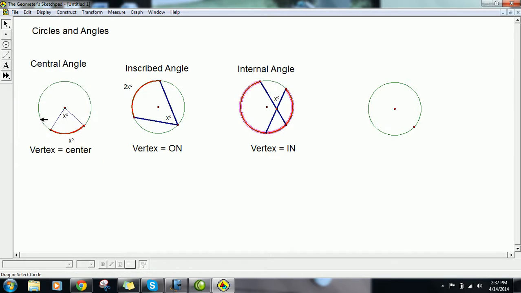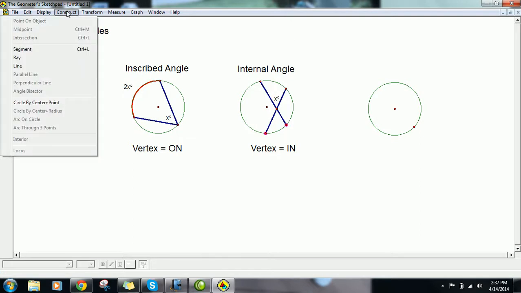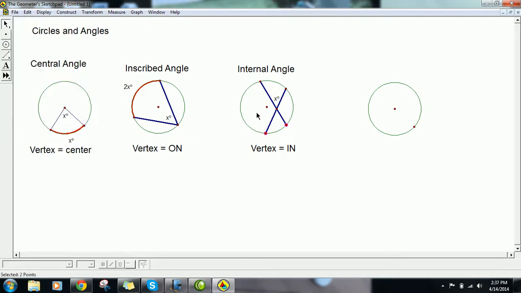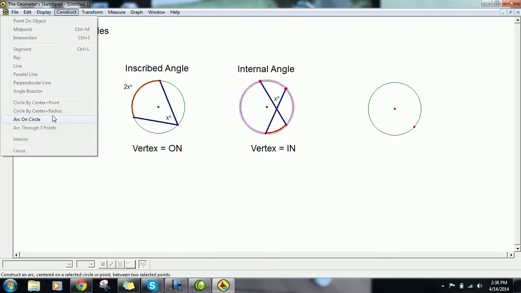And oops, it did the major arc. Actually, that's not what I want, so I'm going to undo that. I want the minor arc. So let me see if I can try this again. Construct. Oops, I've got to highlight the circle. Construct arc. There we go. There's one. Let's see if I can get that one too. Construct. Highlight the circle. Construct arc.